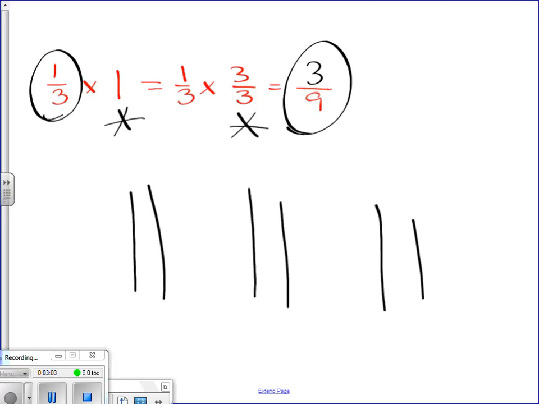So any number, if I said I multiplied it by 1, I would get the same thing.